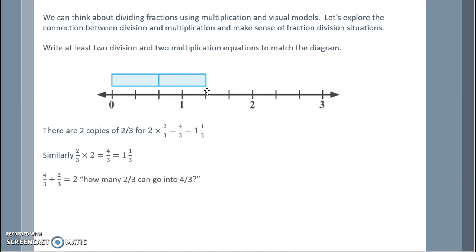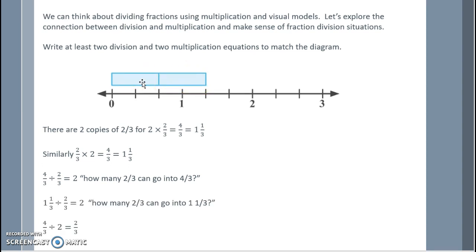For division, we ask how many 2/3 can go into 4/3. So how many of these 2/3 go into the total when it's broken down into thirds? 4/3 divided by 2/3 gives us 2 pieces. We could also ask how many 2/3 can go into 1 and 1/3, which breaks down to 4/3 divided by 2/3, which is what we had earlier.